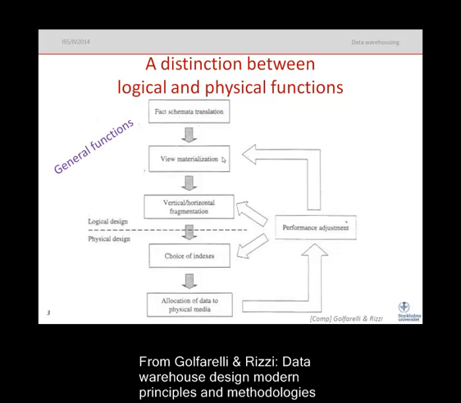So I would say that the first three, fact schemata translation, view materialization, and vertical horizontal fragmentation, are general functions. And choice of indexes and allocation of data to physical media are DBMS specific functions. And then in this figure from Golfarelli and Rizzi, we also have an operation called performance adjustment. And performance adjustment has to do with SQL optimizers.